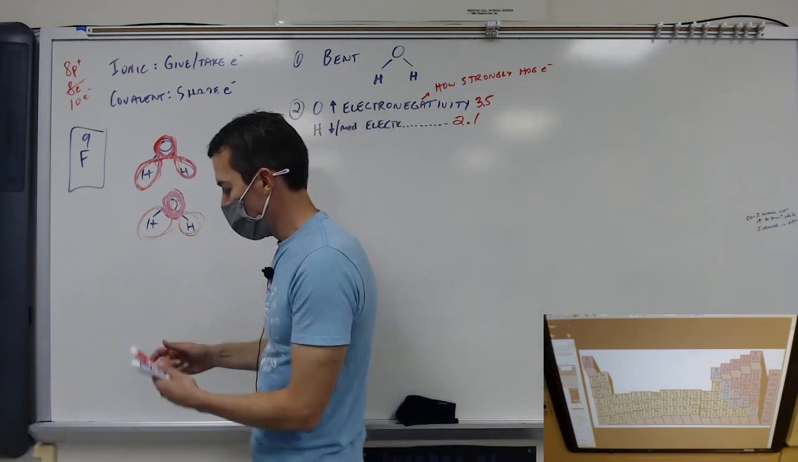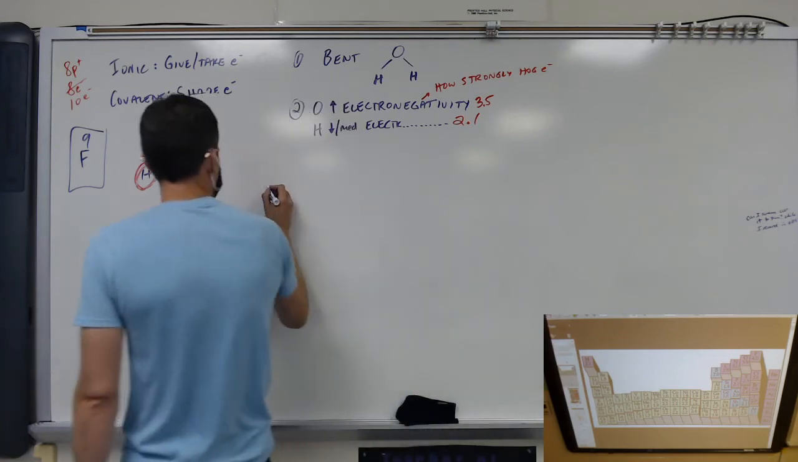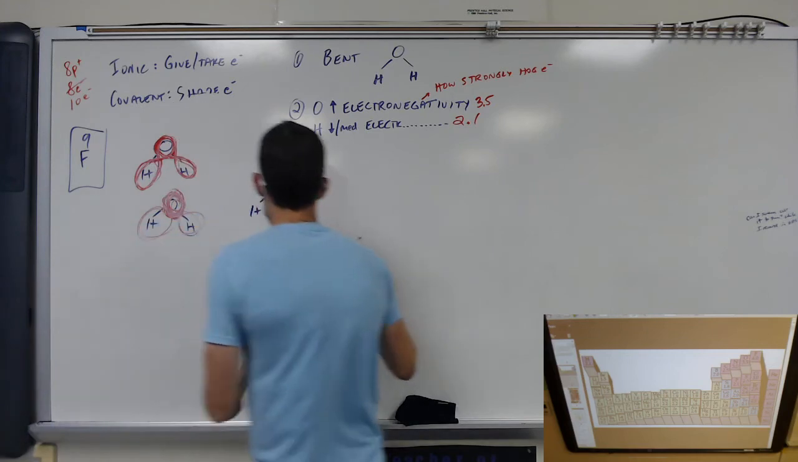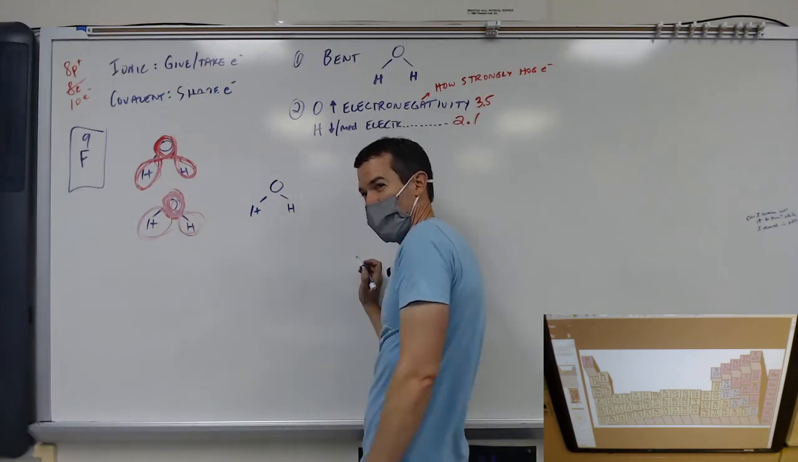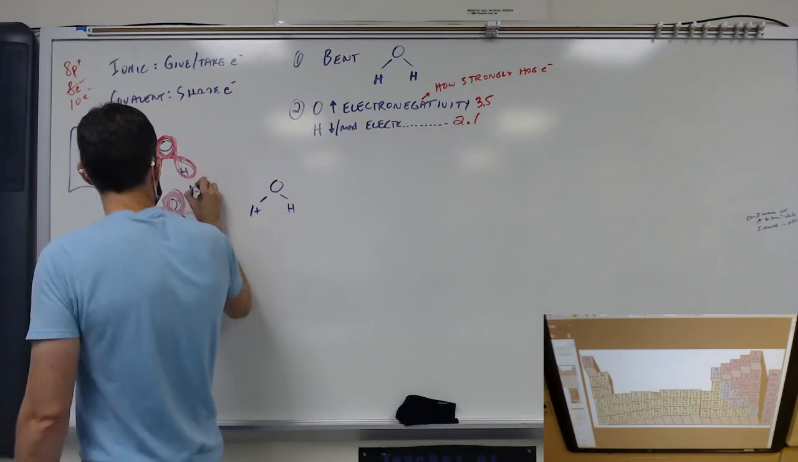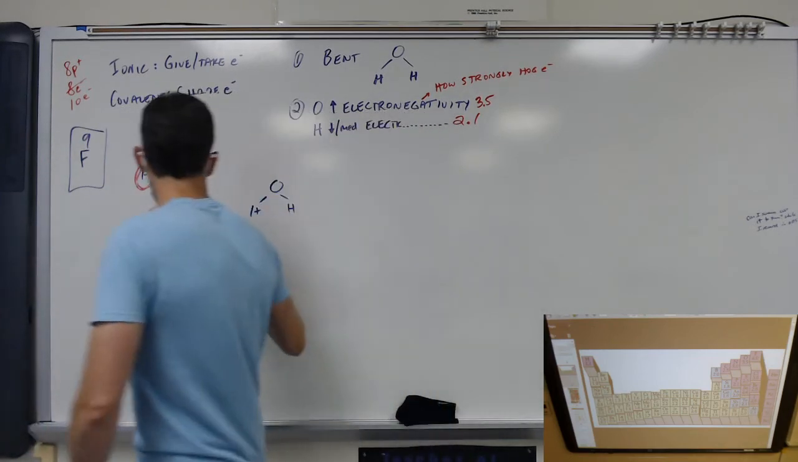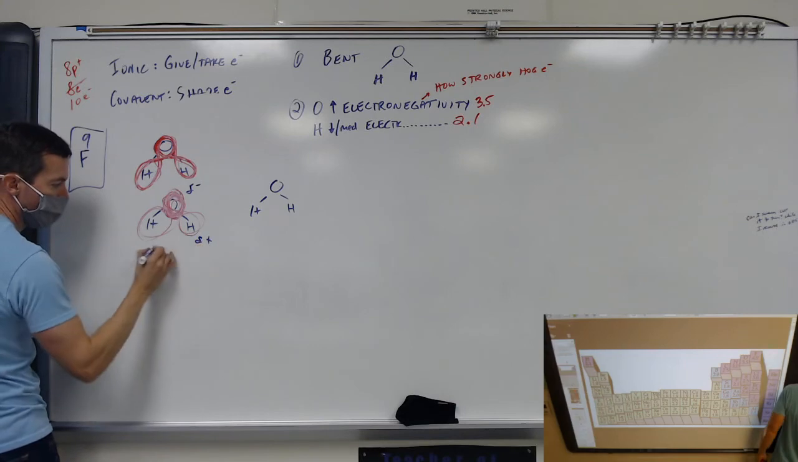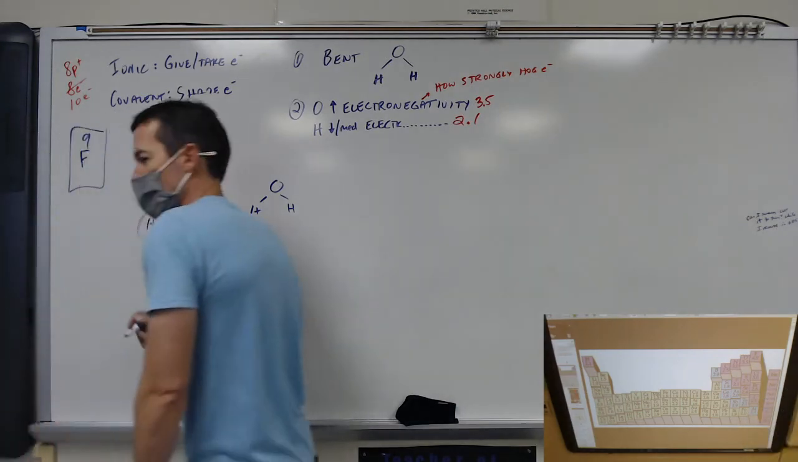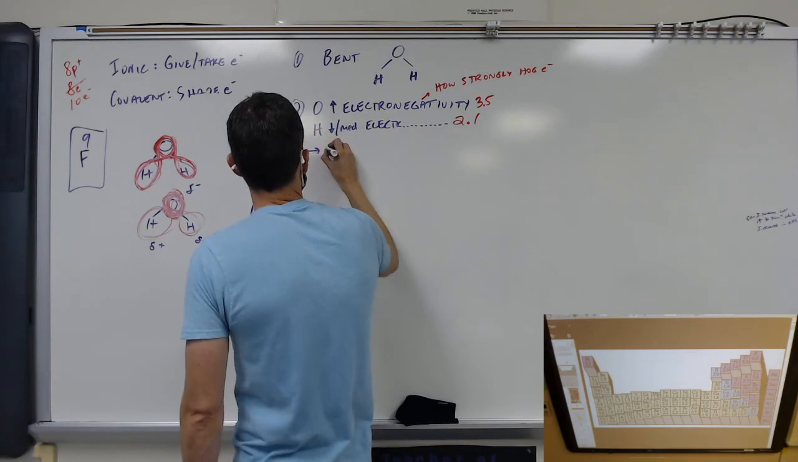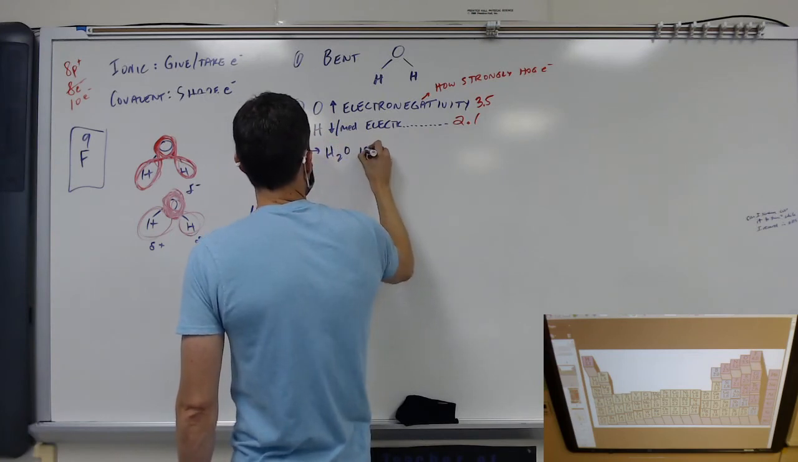But anyway, so what that means is this. I've got a water molecule. Around the oxygen, because the electrons spend so much time around there, there's a slight negative charge around oxygen. There's a slight positive charge around the hydrogens. And that's called, water is polar.